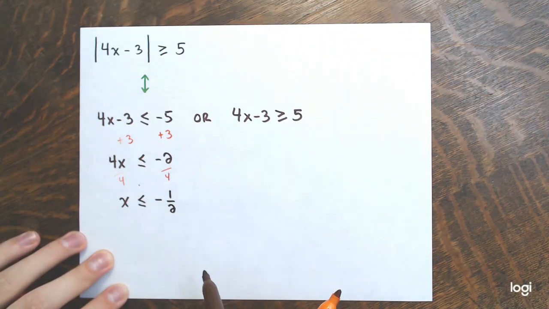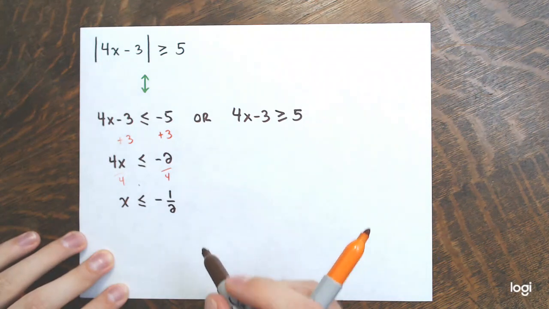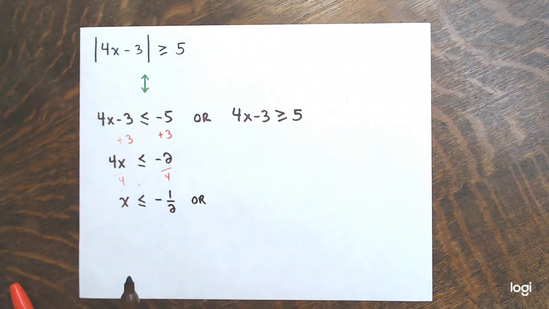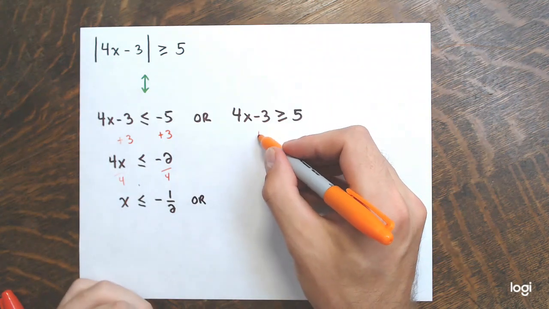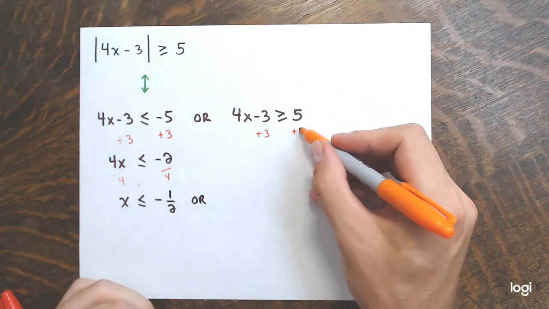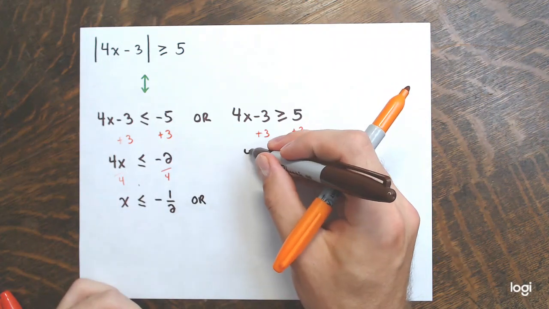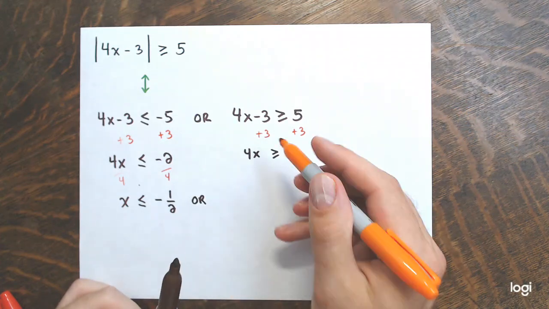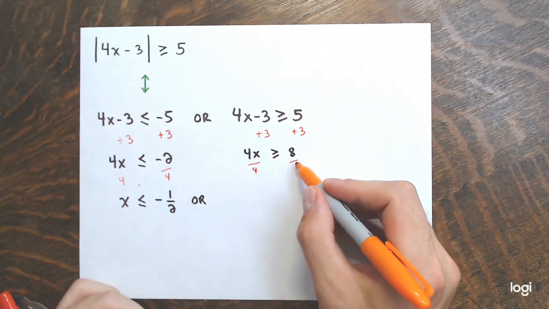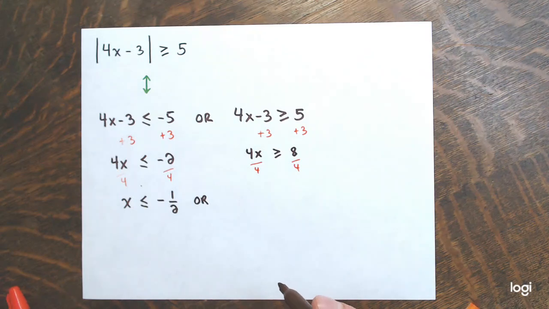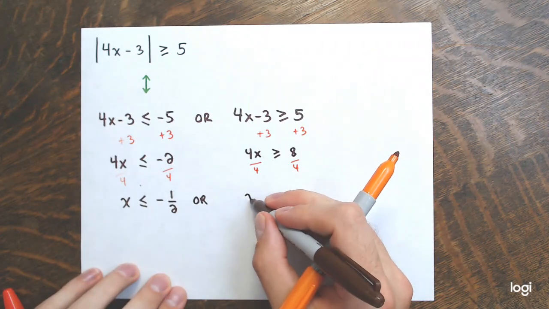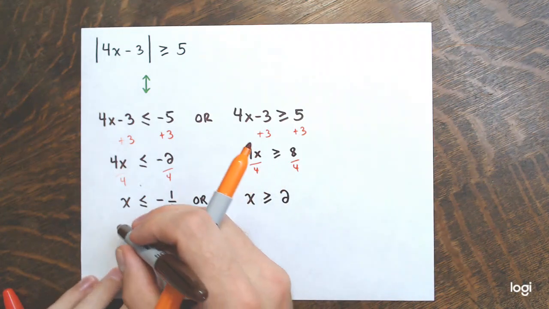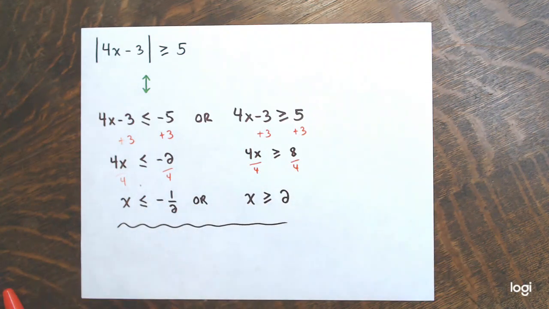All right, so x could be a number less than or equal to -1/2, or one of these numbers over here. Here I'd be adding 3 to both sides, and it gives me 4x is greater than or equal to 8. And then again dividing by +4, and the inequality direction will not change. X is greater than or equal to +2. All right, so here's a nice description of our solutions.